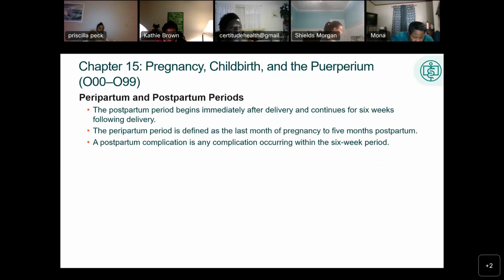Peripartum and postpartum period. Postpartum is defined as 6 weeks following delivery. The peripartum period is defined as the last month of pregnancy to 5 months postpartum. You typically don't hear people say peripartum. It's just not a normal part of conversation ever. Postpartum is the main thing, and we all know that is a 6 week period.